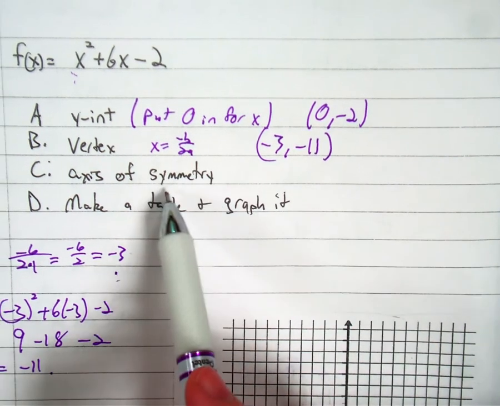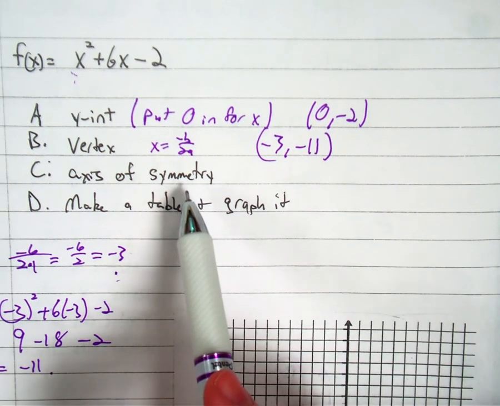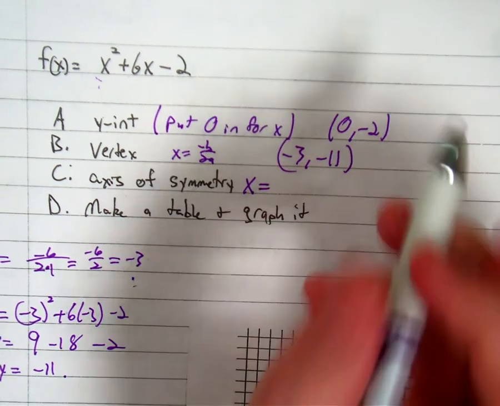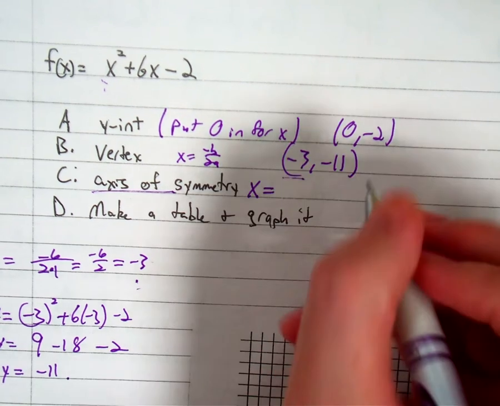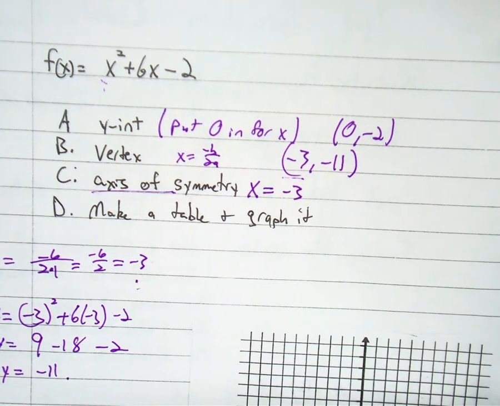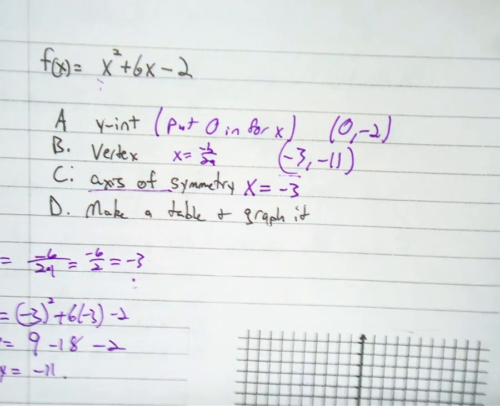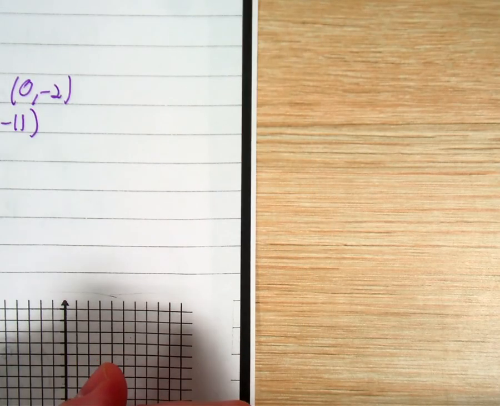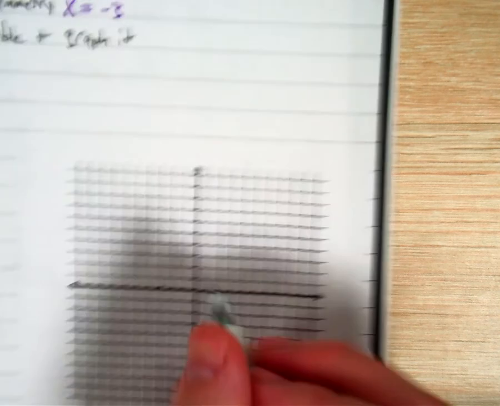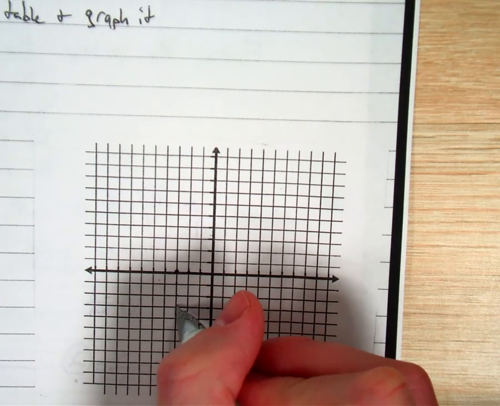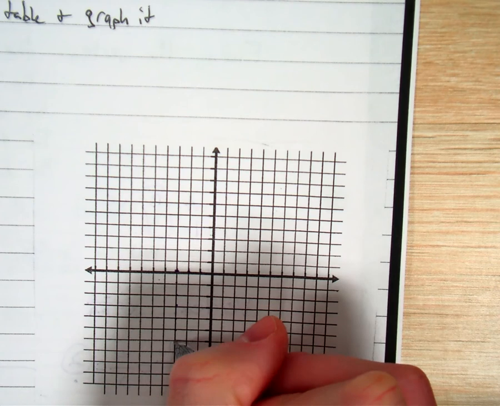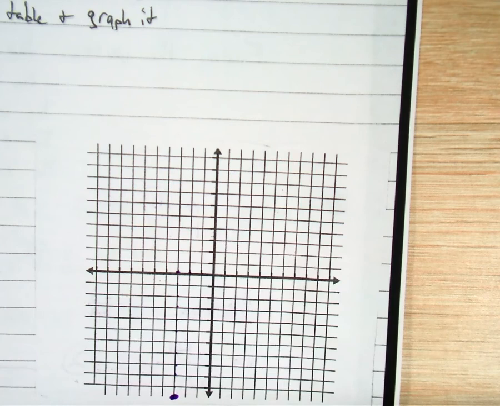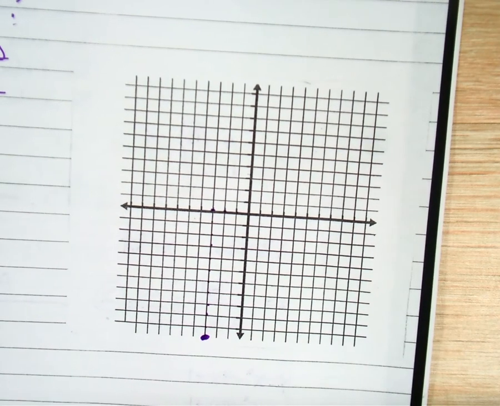Once we have our vertex, the axis of symmetry should be pretty easy. It's always going to be, for us this chapter, x equals the x-coordinate of the vertex, negative 3. All right, so let's put this down. We got negative 3, negative 11. There's my vertex down there at -3, -11.